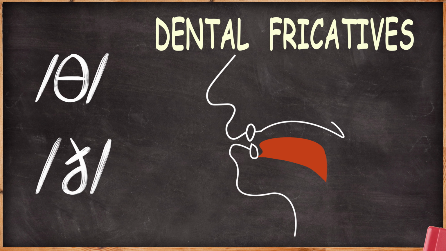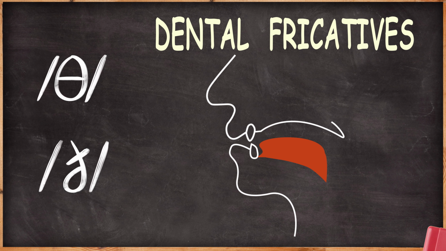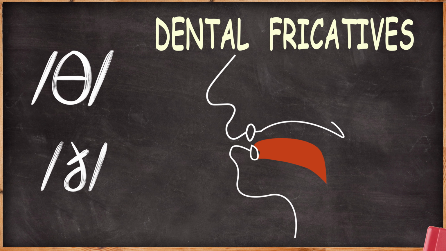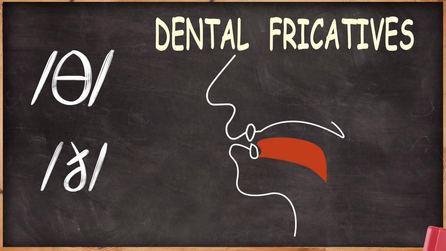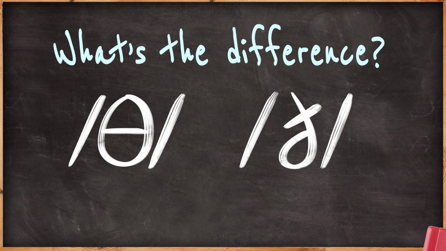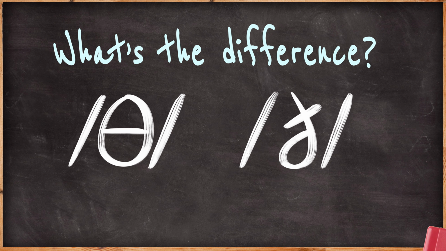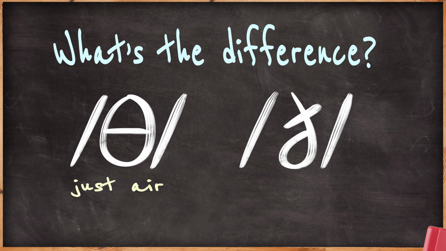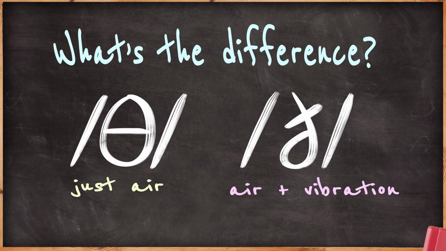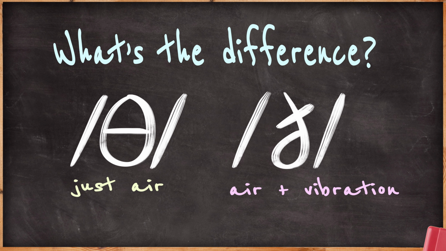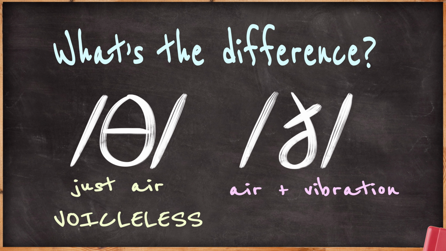You can make the same sound pushing your tongue out between the teeth, but it takes too long, so keep it inside. So what is the difference between the two sounds? /θ/ is made with just air. /ð/ uses the voice as well. Your vocal cords vibrate. So /θ/ is voiceless and /ð/ is voiced.